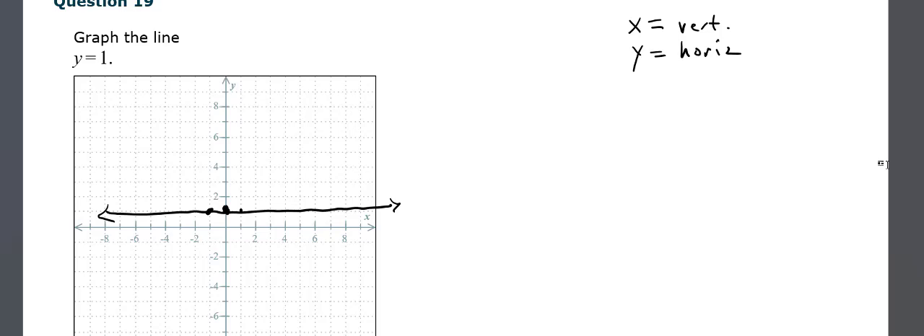So let's say it asks us to graph x equals 5. So where does x equal 5? X equals 5 right on the x-axis, but that's not the only place. Any point that's 5 units to the right of our y-axis, the value of x is 5. So it would be a vertical line.